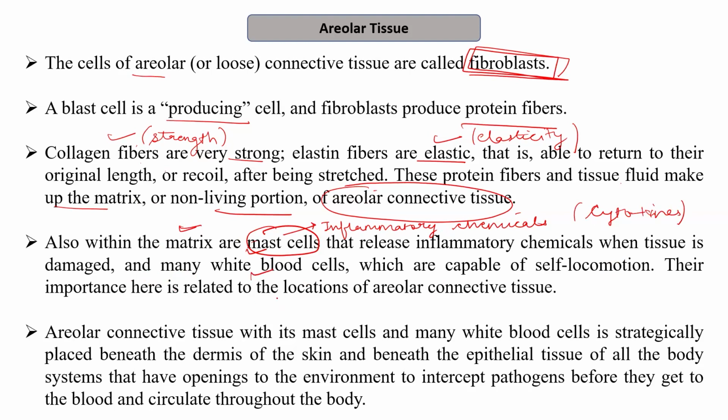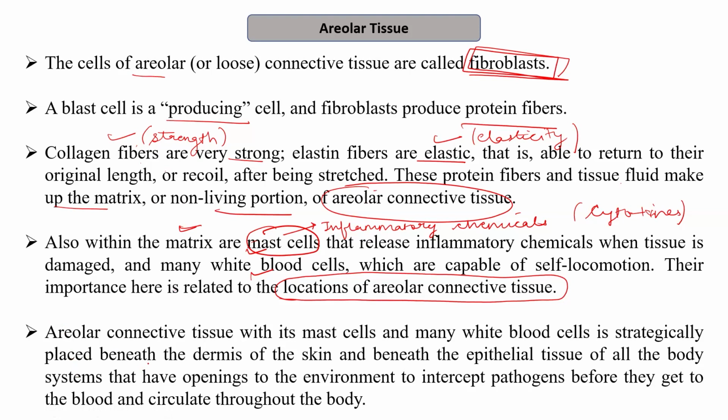Their importance here is related to the location of areolar connective tissue because, for example, areolar connective tissue is present in lungs. So along with the inhaled air, we may have the passage of certain bacteria or some viruses. And in order to prevent infection in the body due to the inhalation of these bacteria and viruses, our body needs to fight against these infections. Therefore, it requires certain immune cells that may release some inflammatory chemicals when the tissue is either damaged or encounters any kind of infection. So areolar connective tissue with its mast cells and many white blood cells is strategically placed.